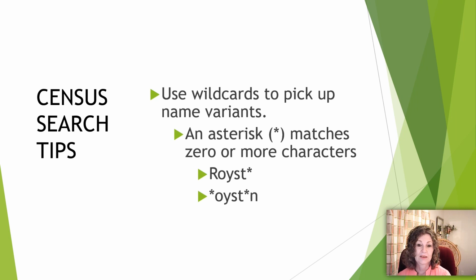You can use an asterisk that matches 0 or more characters, such as ROYST asterisk, and then that would pick up anything such as the EN, IN, ON, UN, or you could use an asterisk at the beginning, and that would catch all the R's or the P's or the B's. So that can be a great trick to help you in figuring out another way to search to make it easier.